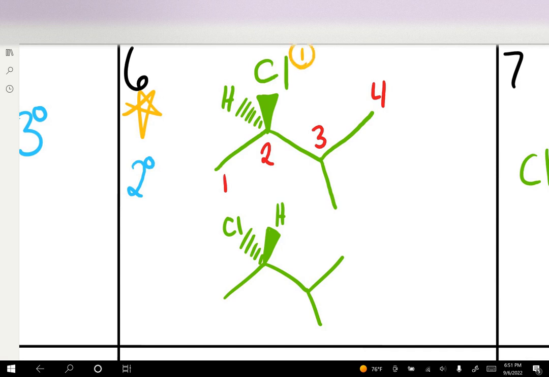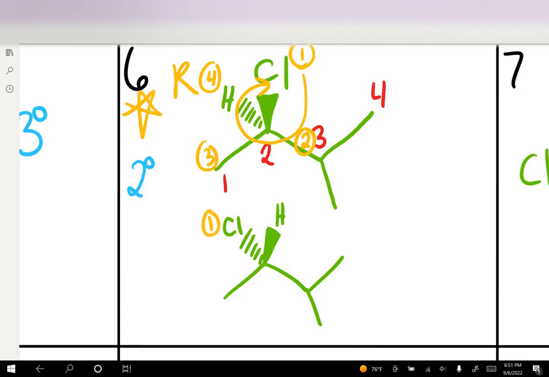Chlorine's our number 1 priority because it's the highest priority group here. Comparing carbon 1 and 3. Carbon 3 is attached to 2 other carbons. Carbon 1 only has hydrogens. So carbon 3 becomes our second priority. Carbon 1 is our third. And as always, hydrogen is 4. Draw our rotation. We see this is an R configuration.